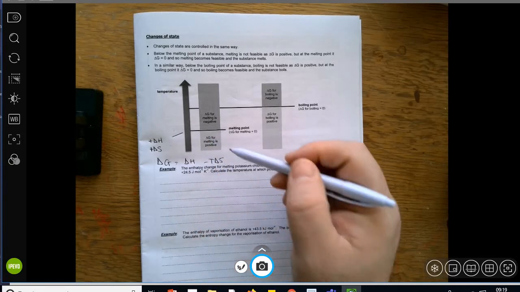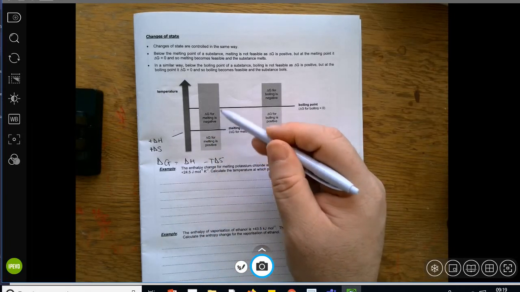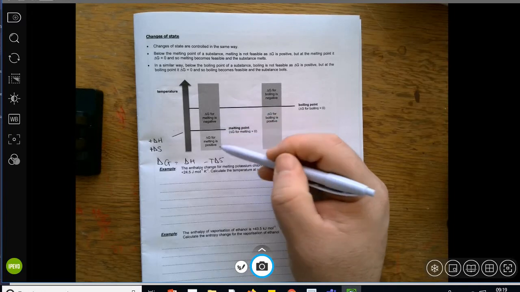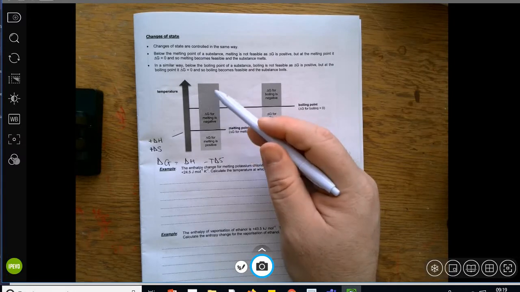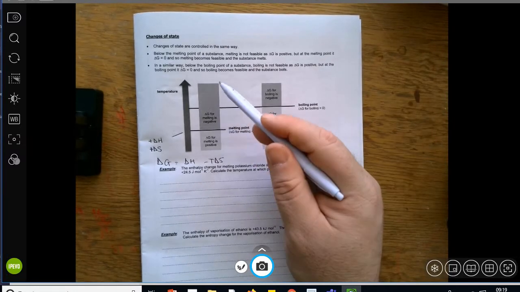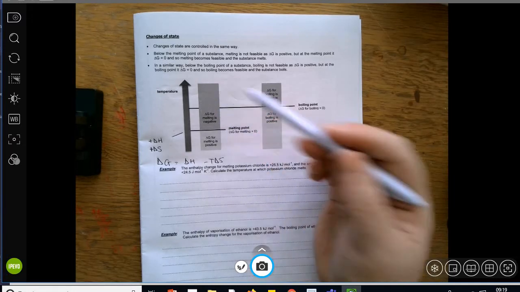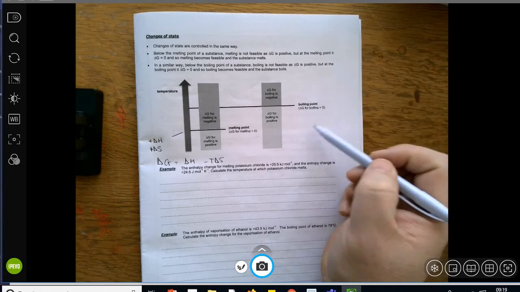So that's what it's saying: there is a set temperature at which it turns from a solid to a liquid, and after that the T delta S part counteracts the delta H, so therefore it's feasible that it happens spontaneously, so feasible that it would turn into a liquid. At this point, the boiling point, same idea, same concept.